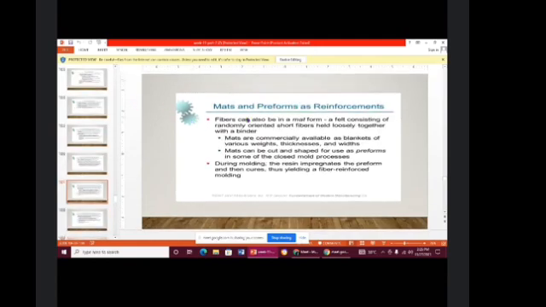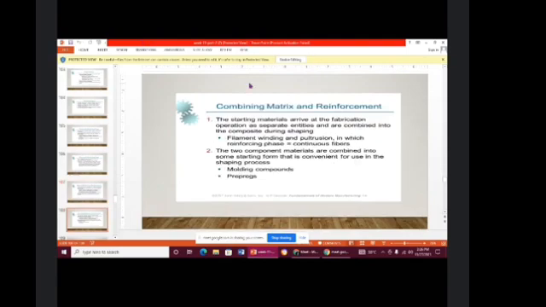Next is the mat form as reinforcement. Fibers can also be in mat form, a felt consisting of randomly oriented short fibers held together with a binder. Mats are commercially available as blankets of various weights, thicknesses, and widths. Mats can be cut and shaped for use as preforms in some closed mold processes. During molding, the resin impregnates the preform, yielding a fiber reinforced molding.